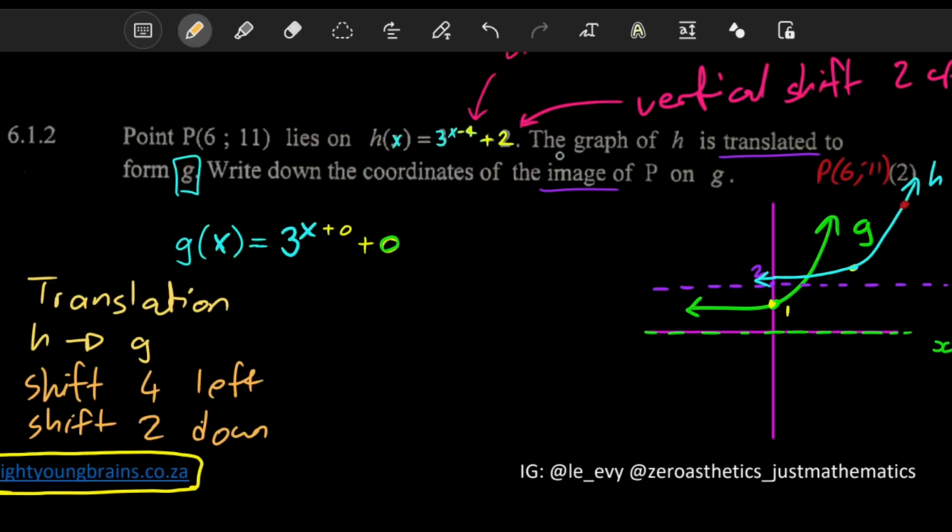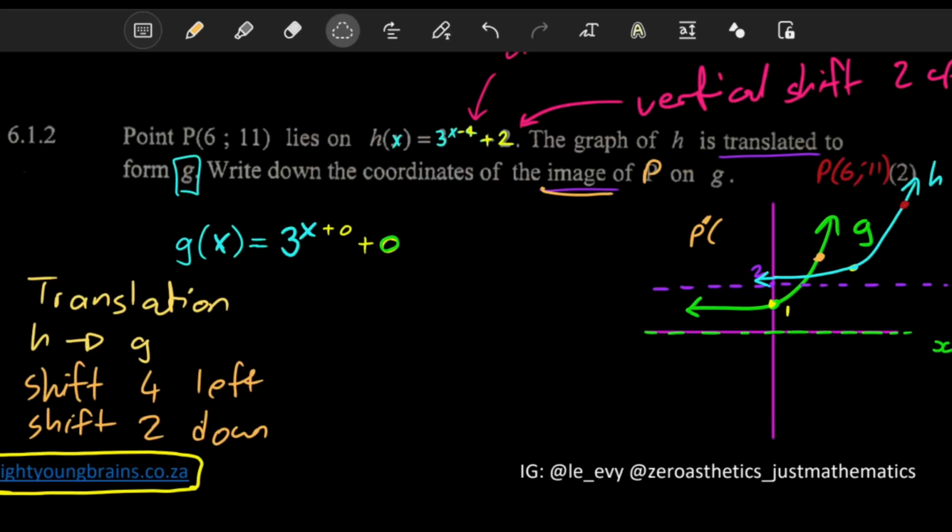With that translation, they said the graph of H is translated to form G. Write down the coordinates of the image of P. So what they mean is, where P is originally, when that whole image has been moved to form the graph of G, what will the coordinate of P be on your new graph? So you can put a tiny copy of the coordinate of P over there, and then you want to take your coordinate and integrate this information to see what your new coordinate would be.